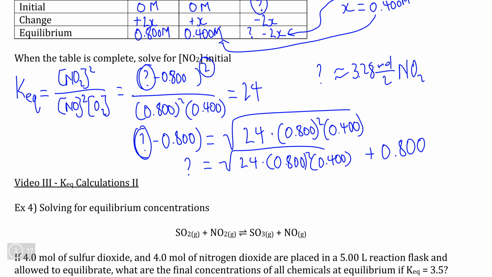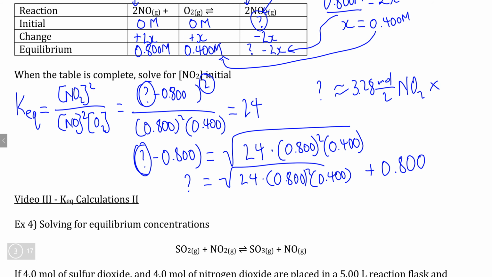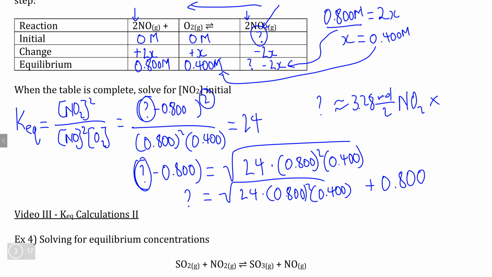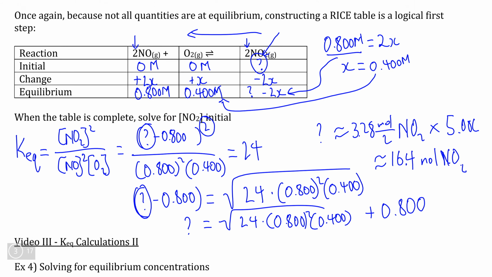So we have one trivial calculation here. We need to convert our concentration into moles. So we simply take our original concentration and multiply it by the volume of the container, which in this case is 5.00 liters. And if you do this, your calculator should read approximately 16.4 moles of nitrogen dioxide were added here.